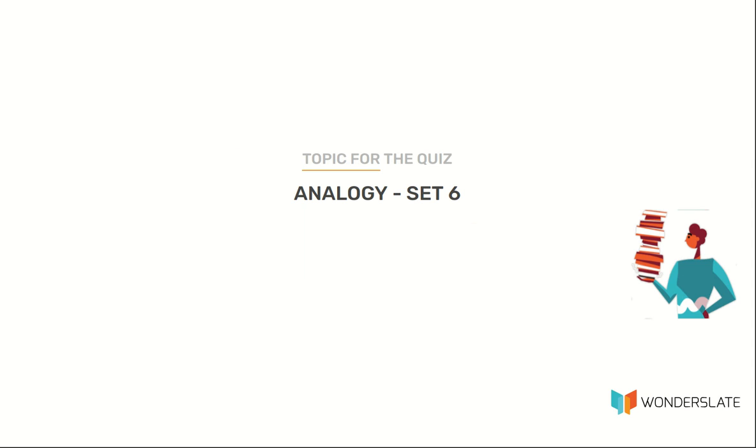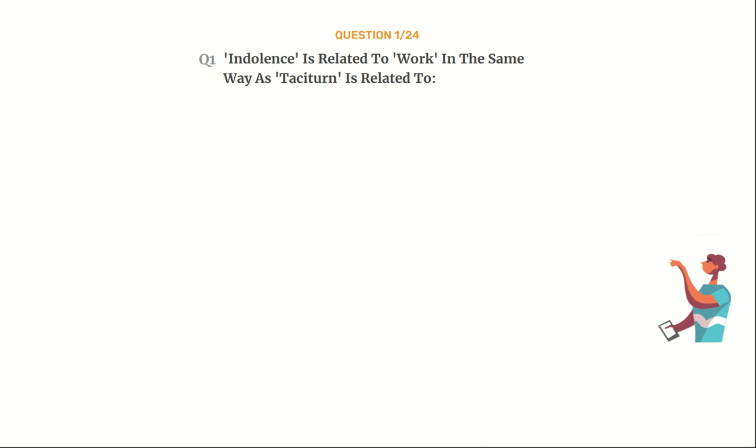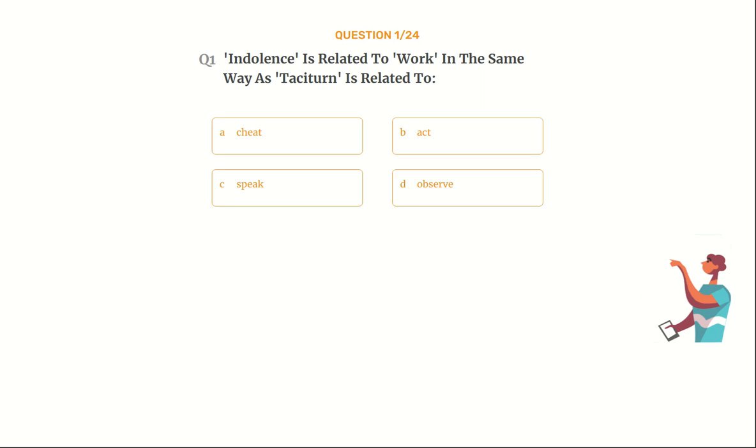Topic for today's quiz is Analogy, Set 6. Question number 1. Indolence is related to work in the same way as taciturn is related to? Option A. Cheat. Option B. Act. Option C. Speak. Option D. Observe.